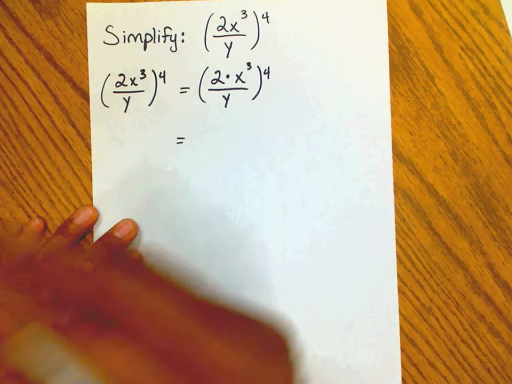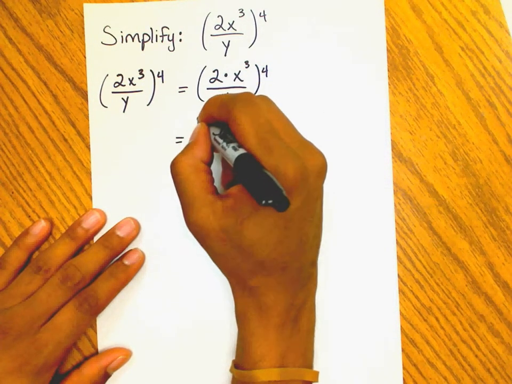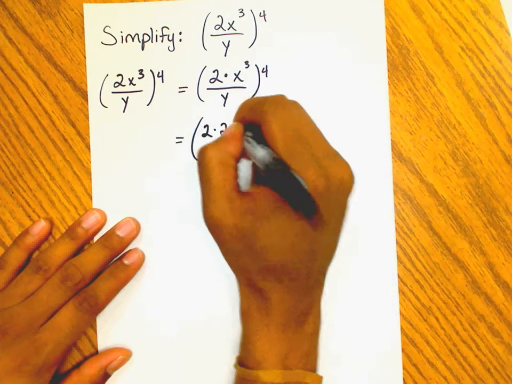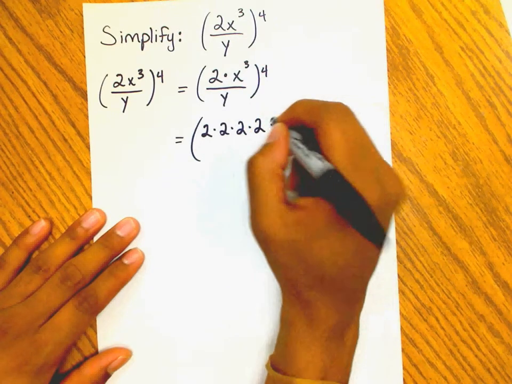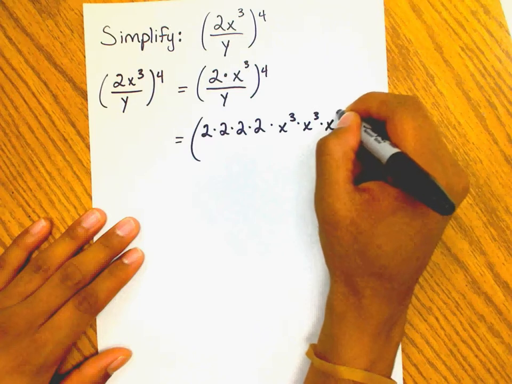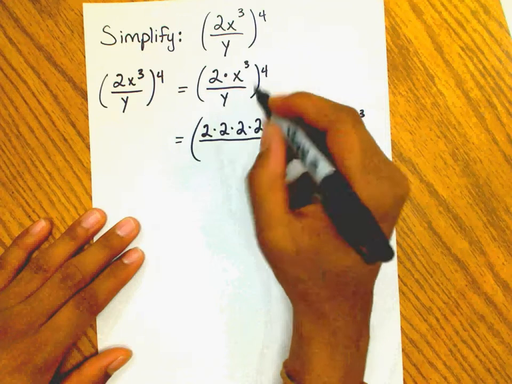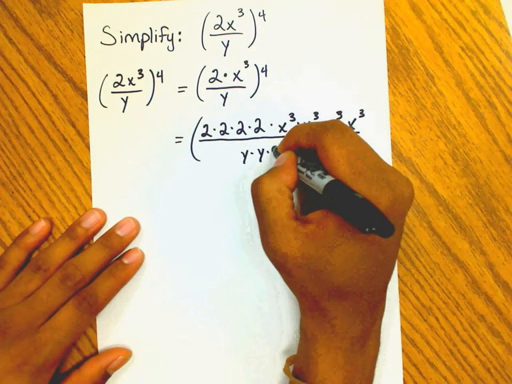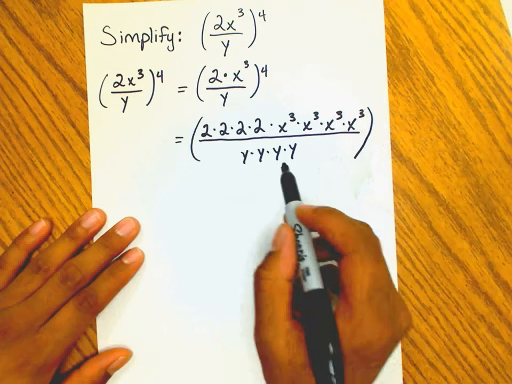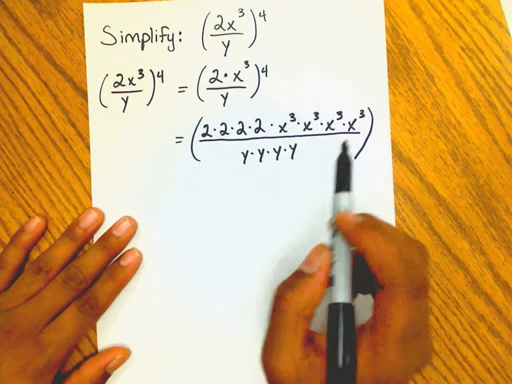The 4. So we're going to write 2 times 2 times 2 times 2 times x cubed times x cubed times x cubed times x cubed over y times y times y times y. Now really I didn't have to rewrite these parentheses. I just went ahead and did that. But if you rewrite it without the parentheses because we don't have an exponent on the outside anymore, that's okay.